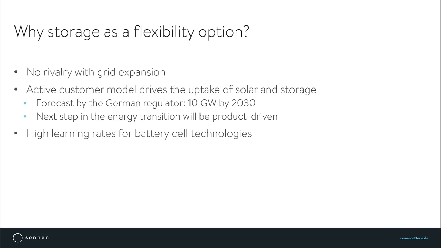And there, solar and storage are very interesting door openers to do that. And also, why is storage as a flexibility option interesting? Well, we still see high learning rates for battery cell technologies. Michael has shown that in his presentations. And if you look back at solar, at the learning rates we've seen there, and if you look at the predictions, how much ramp up we're going to see in battery cell production, I think there's still potential for learning and cost decreases in the cell technology field.